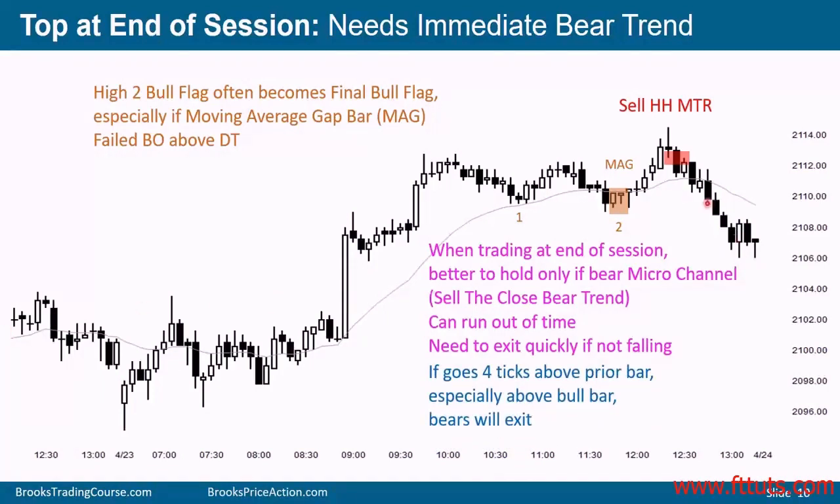My general rule is if it goes 1 tick above a bull bar, I get out. If it goes 4 ticks above any bar, a small bull bar or a bear bar, I'll get out at the end of the day. And bears will take profits at the end of the day, the final seconds, the final minute or two.